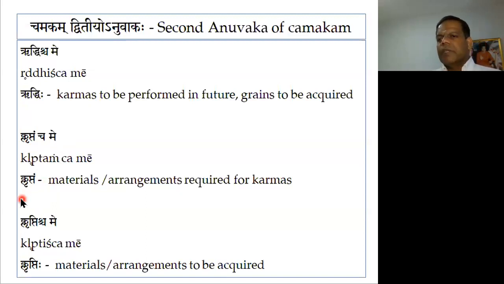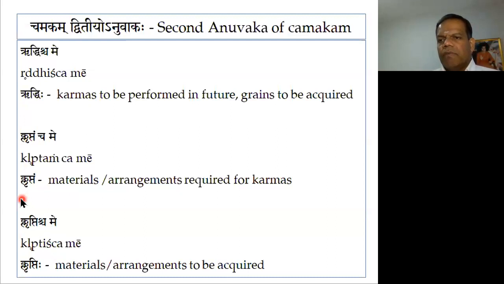Kliptam is whatever we have kept ready for doing something, whatever we collected and arranged to do something, let them be beneficial. That means it can be skills, wealth, items for performing a yajna, whatever you have collected and arranged and organized and ready to use, let them all be beneficial, is the prayer.